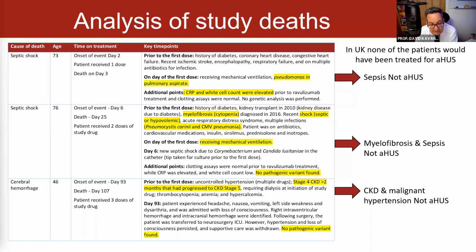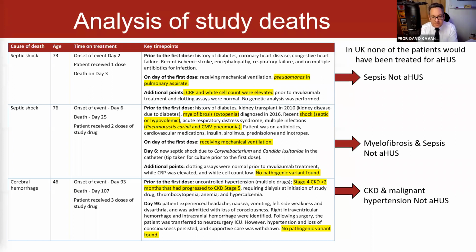Day 93, he had a headache, nausea, vomiting, and developed what looked like a stroke, lost consciousness, and he had a right ventricular hemorrhage. Following surgery, he went to neurosurgery ITU, but the hypertension and loss of consciousness continued, and they withdrew supportive care. So again, this wouldn't be a typical aHUS. This very much looks like CKD with malignant hypertension, and unsurprisingly, he had no pathogenic variant.